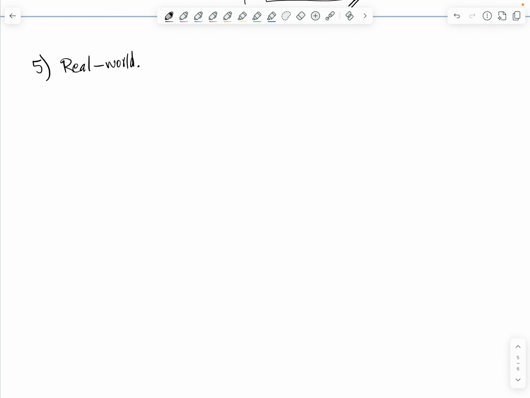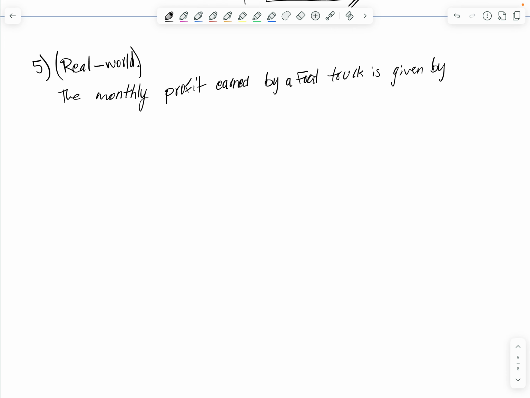So this is the question, right? Put this in brackets. Okay, so the question is, these are good questions for you to practice as well. The monthly profit earned by a food truck is given by, and then I give you the equation here. So let's say the profit is given by P equals negative x minus 5 squared plus 40.